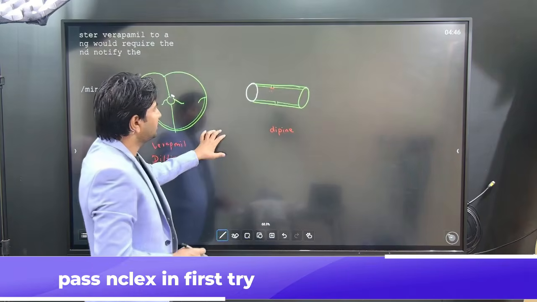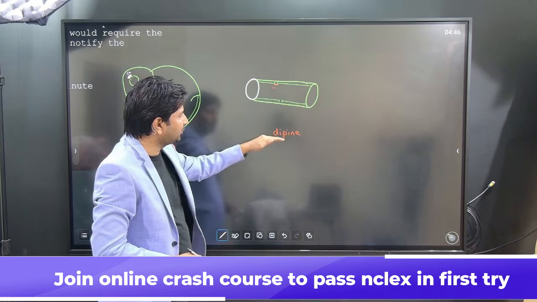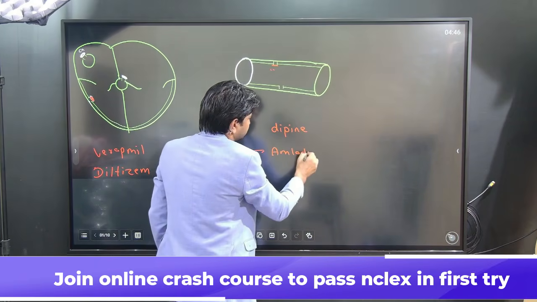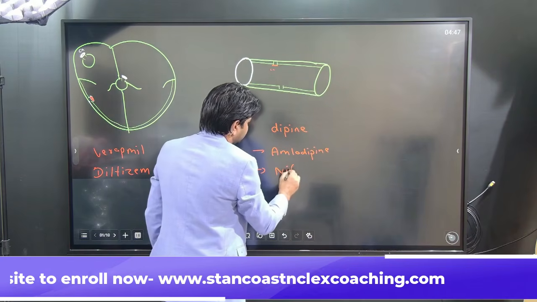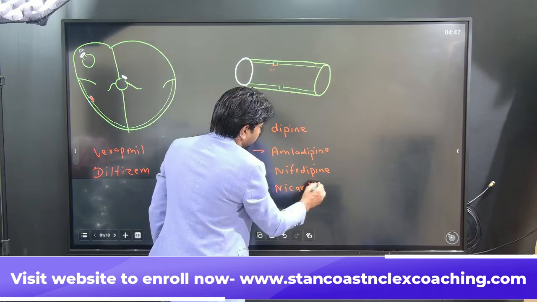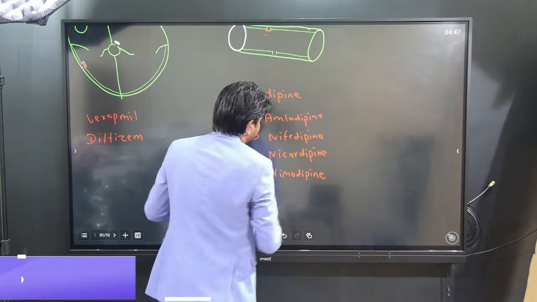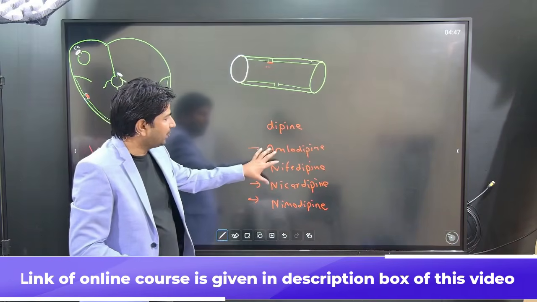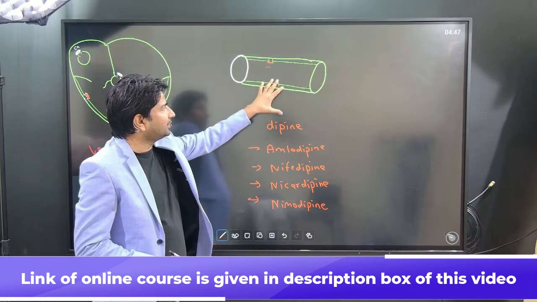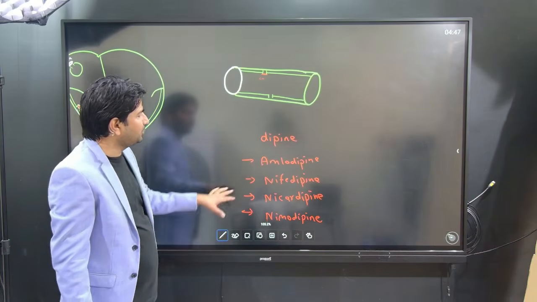But not all calcium channel blockers work in this way. However, we can say that all drugs in the dipine category, meaning all calcium channel blockers with the suffix dipine, will act only on the arteries, such as Amlodipine, Nifedipine, and Nicardipine. So all the calcium channel blockers that have the suffix dipine at the end act on the arteries. This means they will dilate and relax the arteries. So they will reduce the blood pressure by dilating the arteries. So we will give this drug to reduce hypertension.